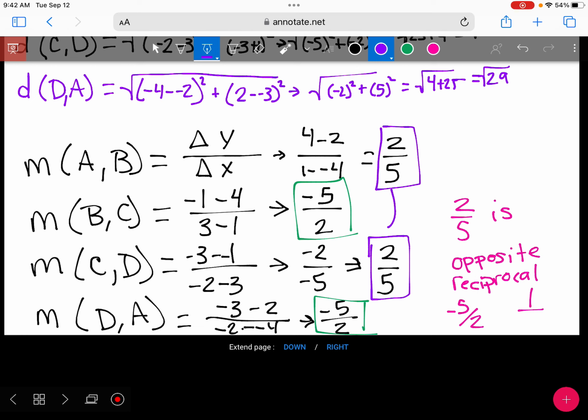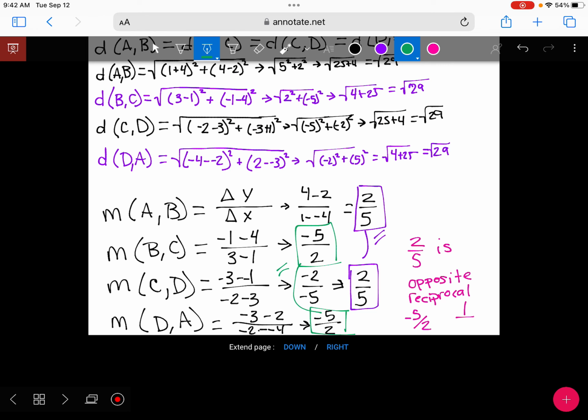So these guys are parallel. These guys are parallel. And we have right angles. And we have all the sides the same, sorry. Which means this is a square. Oh my god. Yes, dear.